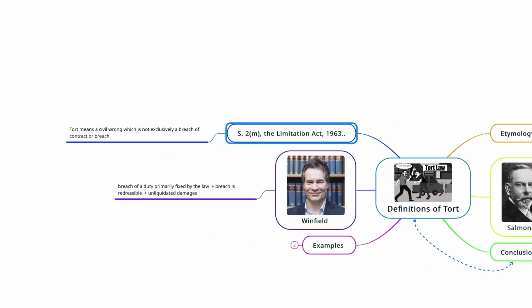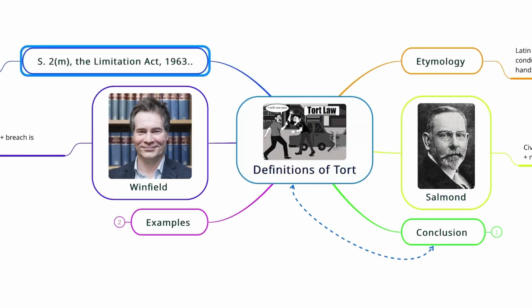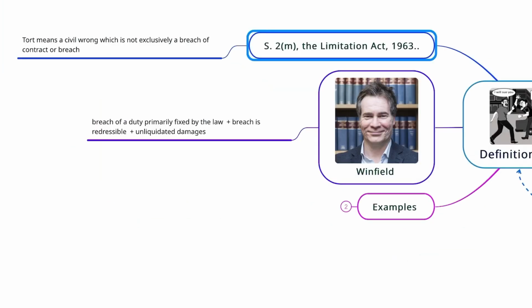What does the Limitation Act say about tort? Tort means a civil wrong which is not exclusively a breach of contract or breach of trust. I mean, every tort is a civil wrong, but every civil wrong is not a tort. Tort is different from breach of contract or breach of trust.